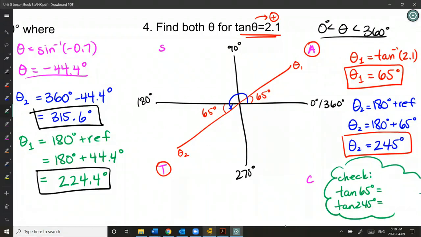Okay, so let's check it in our calculators. Tan of 65 is about 2.144, so that's close enough for me. And tan of 245, this should be giving us positive answers, is about 2.144 and so on. So that's close enough for me as well. Okay, the more decimals you leave, the more accurate that final check is going to be.